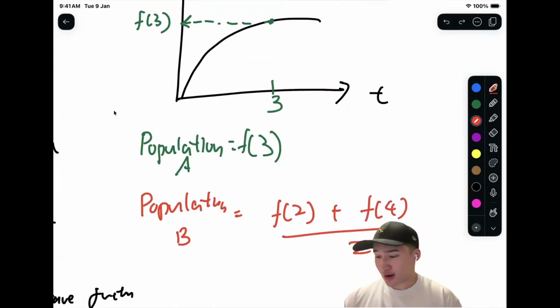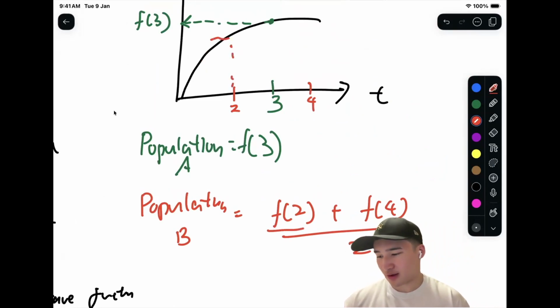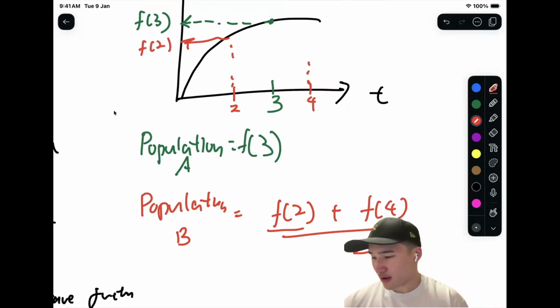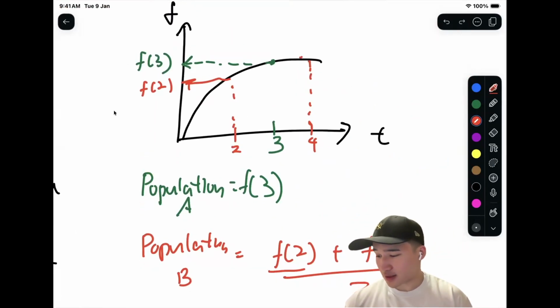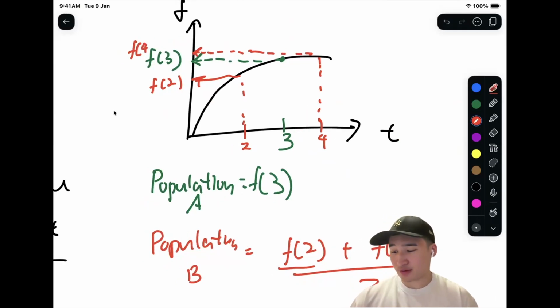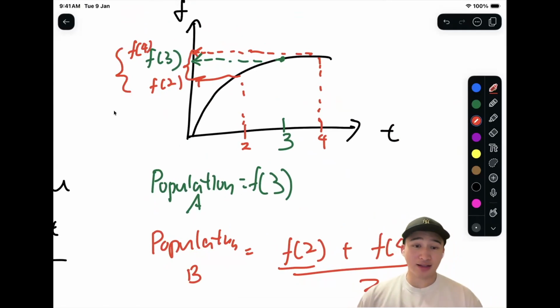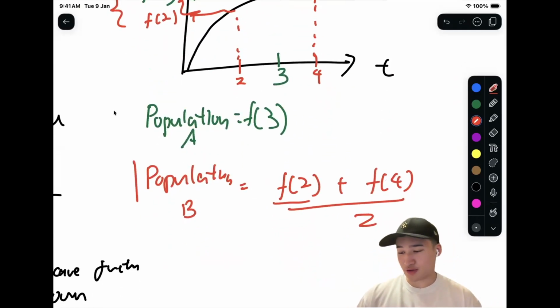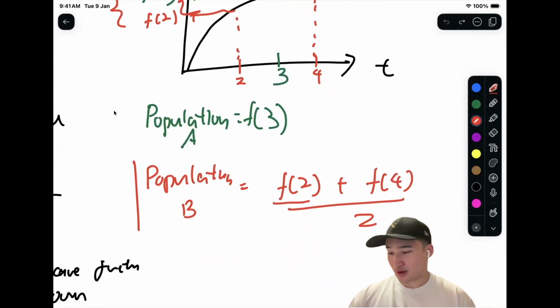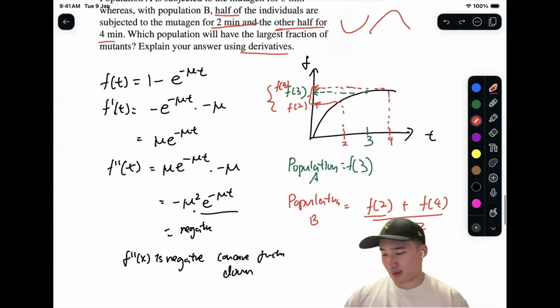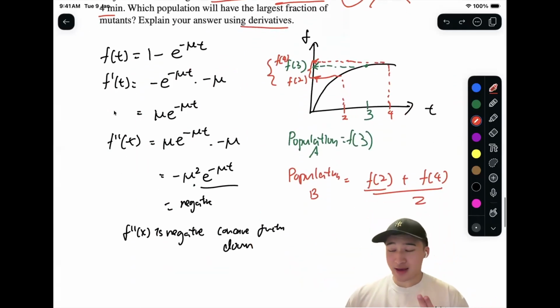Looking at the graph, we have 2 here and we have 4 here. First let's try and find F2. F2 is going to look something like here. It's going to be lower than F3, obviously. And F4 is going to be somewhere along the lines of here. If we add these points together and divide by 2, that's the fraction total for population B. So not just these two numbers, we've got to add them up and divide by 2.